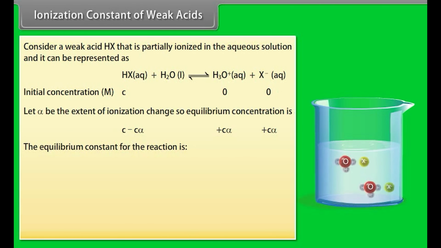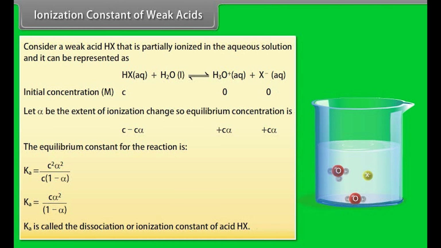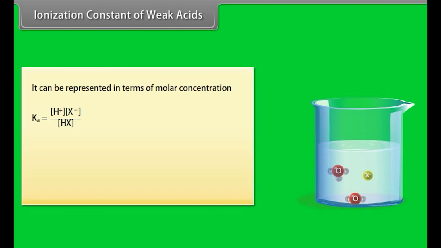The equilibrium constant for the reaction is Ka is equal to C square alpha square by C into 1 minus alpha. Ka is equal to C alpha square by 1 minus alpha. Ka is called the dissociation or ionization constant of acid HX. It can be represented in terms of molar concentration.